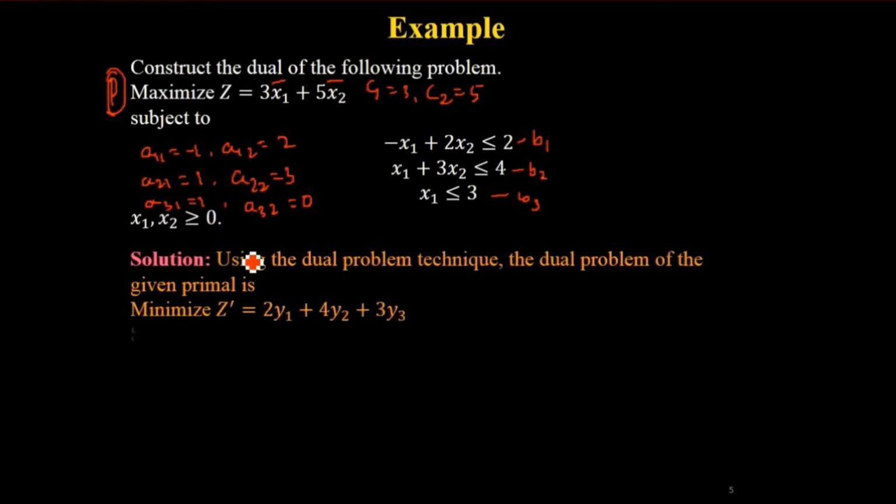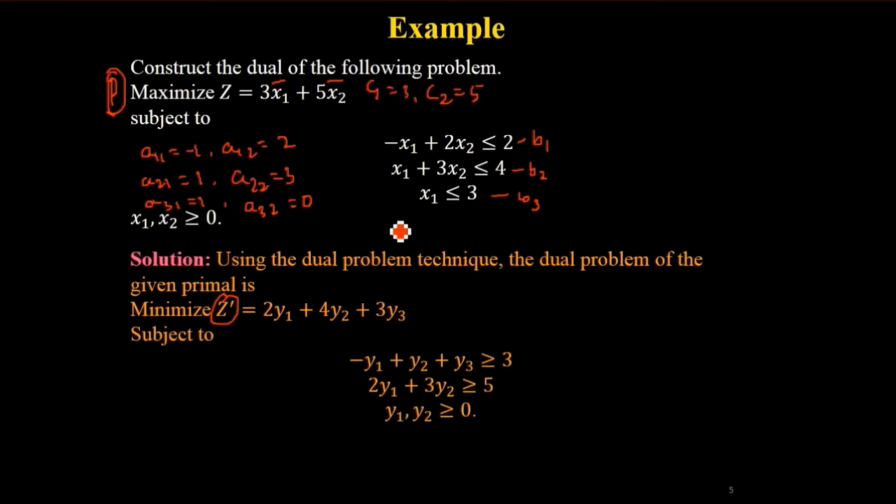So how we will do that? Let us see. So maximize will be minimize, and we have written minimize z dash. So you have to write any notation except z, otherwise it will be a confusion. So minimize z dash equal to what? It should be b1 y1 plus b2 y2 plus b3 y3, yes or no? That means b1 is 2, that's why 2y1 plus b2 is 4, that's why 4y2 plus b3 is 3, so 3y3. Done. Objective function part is done.